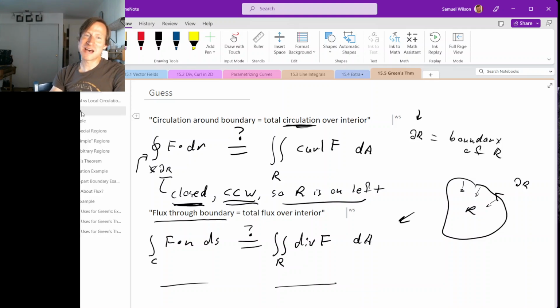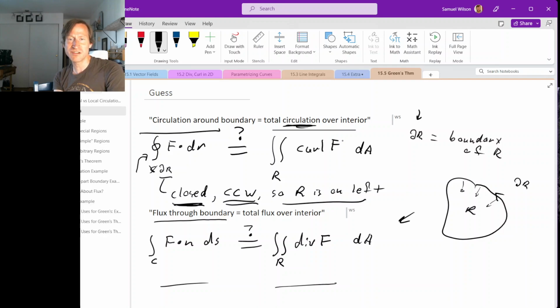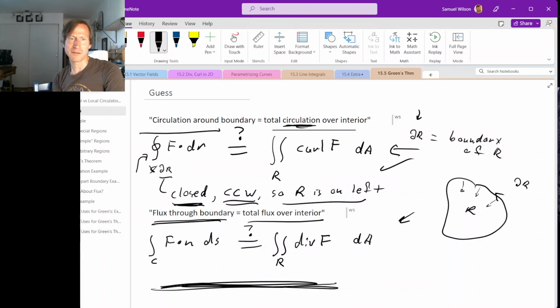So if we go all the way back to the guesses that we made about line integrals and double integrals, there are two things that we guessed, but so far we've only talked about one of them. We guessed that the circulation around the boundary is equal to the total circulation over the interior, and that was this equation, and this we proved, right? That's what we called Green's theorem, but we also guessed that the flux through the boundary should be equal to the total flux over the interior, and we haven't thought about this problem yet.